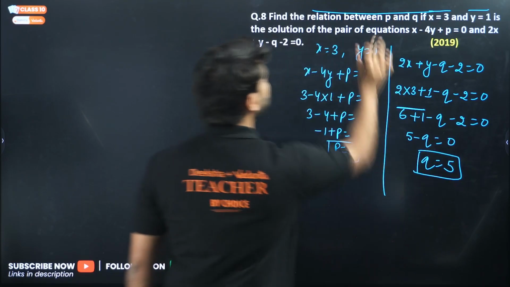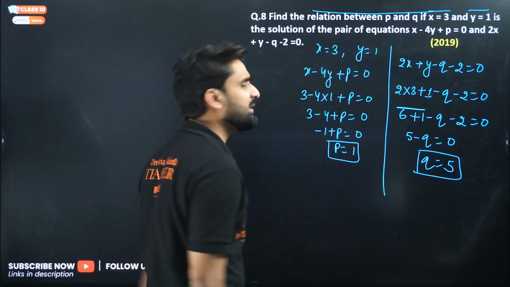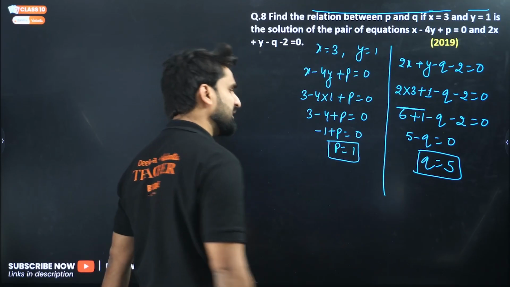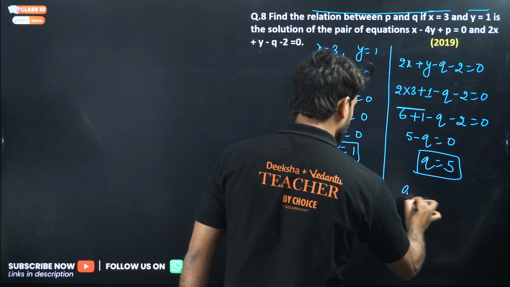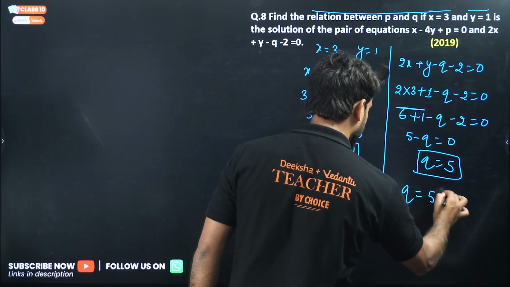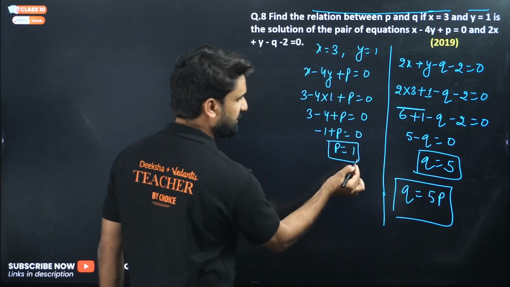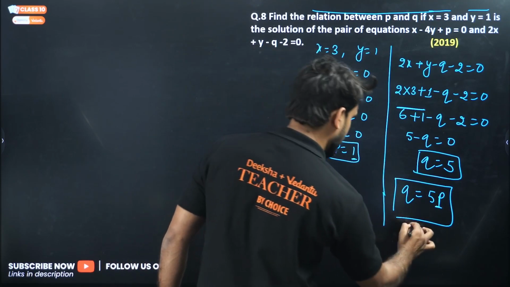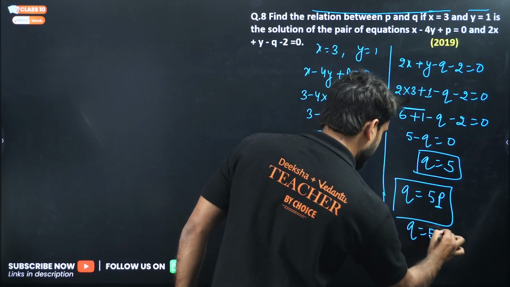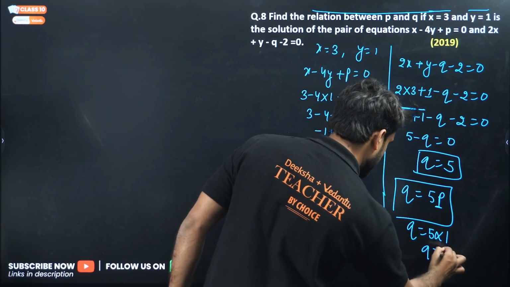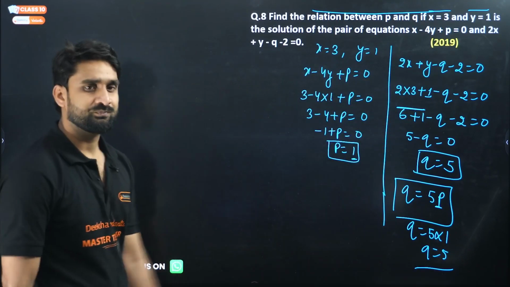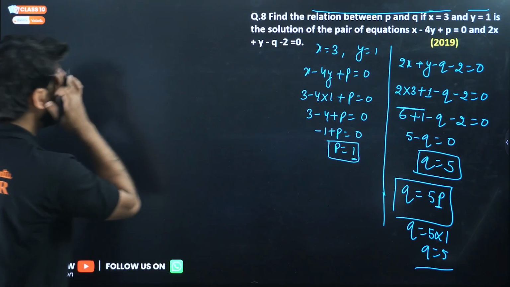The question is asking for the relationship. So what will be the relation? How can we find the relation? Can we write here q equals 5p? Yes, because p is 1. If I put 1 here, 5 into 1, we are getting q as 5. So this is the answer. I hope this is clear to you.